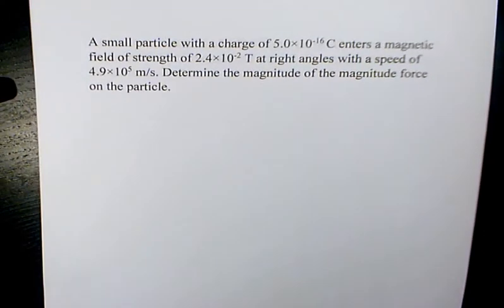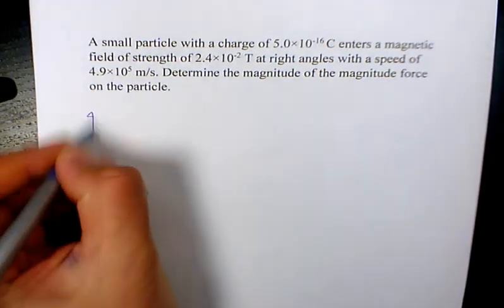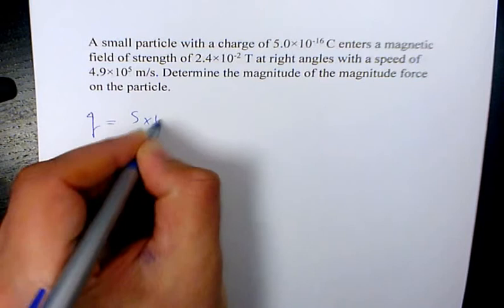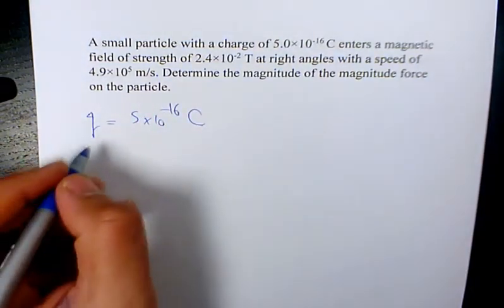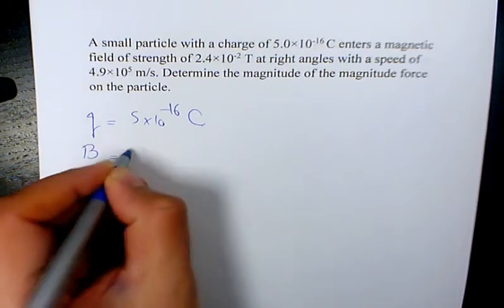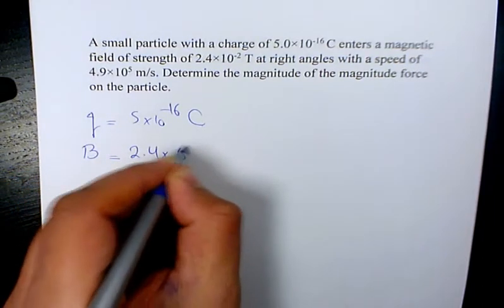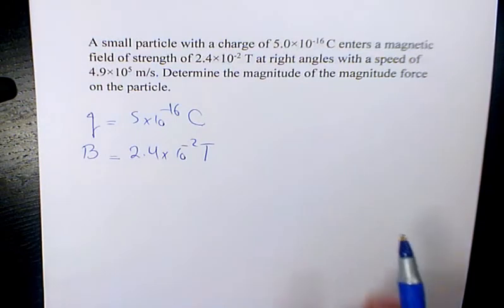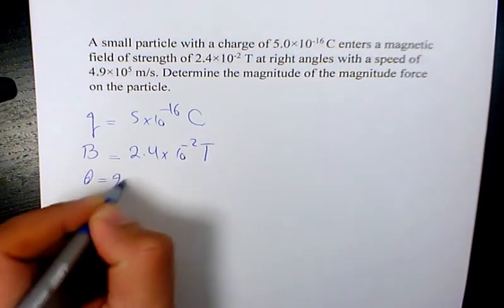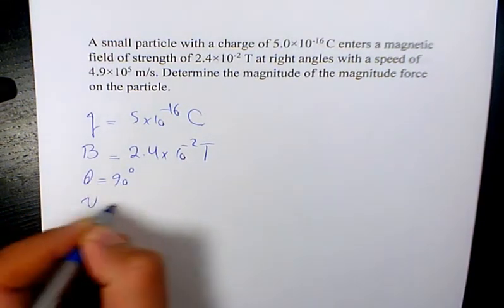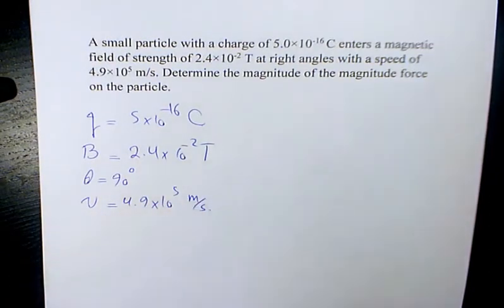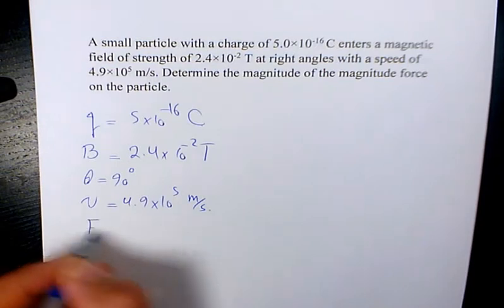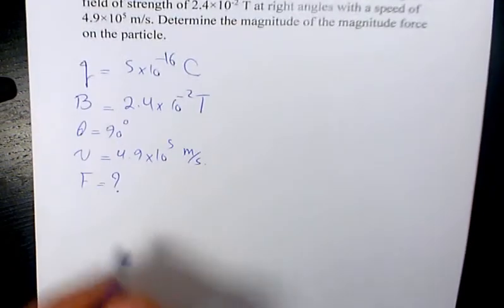A small particle with a charge of 5 times 10 to the power of negative 16 coulomb. So Q is 5 times 10 to the power of negative 16 coulomb. It enters a magnetic field of strength 2.4 times 10 to the power of negative 2 Tesla at right angles, so theta is 90 degrees, with a speed of 4.9 times 10 to the power of 5 meters per second. Determine the magnitude of the magnetic force F.